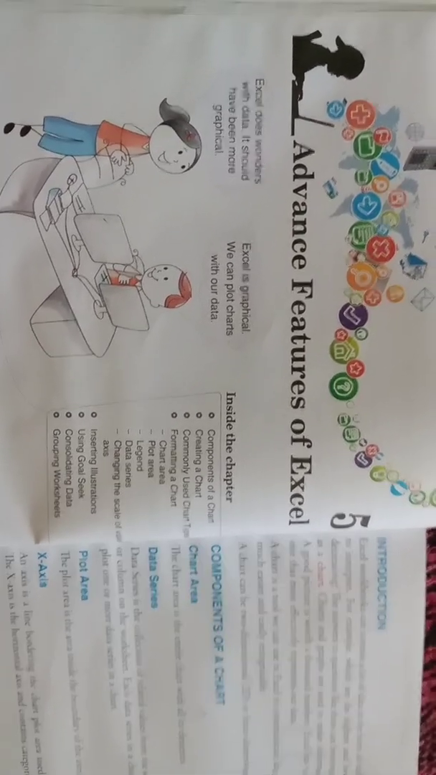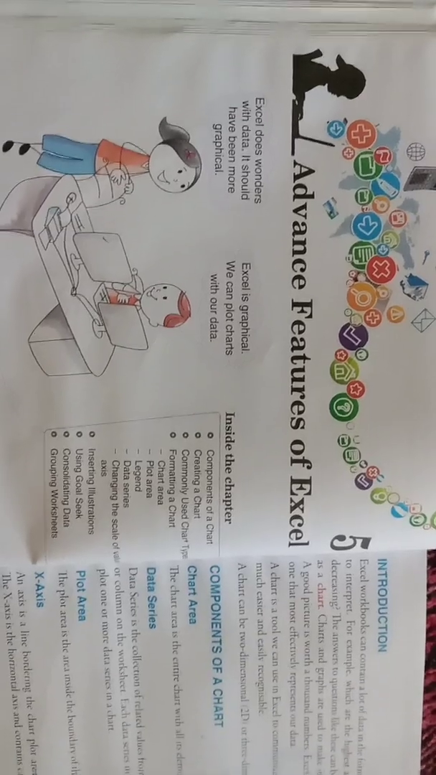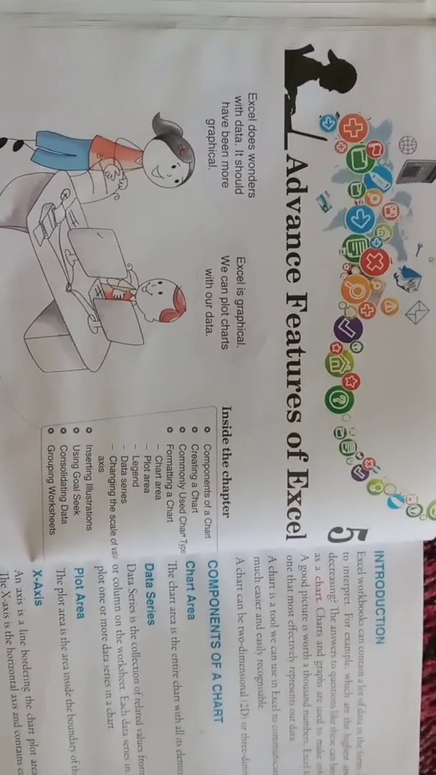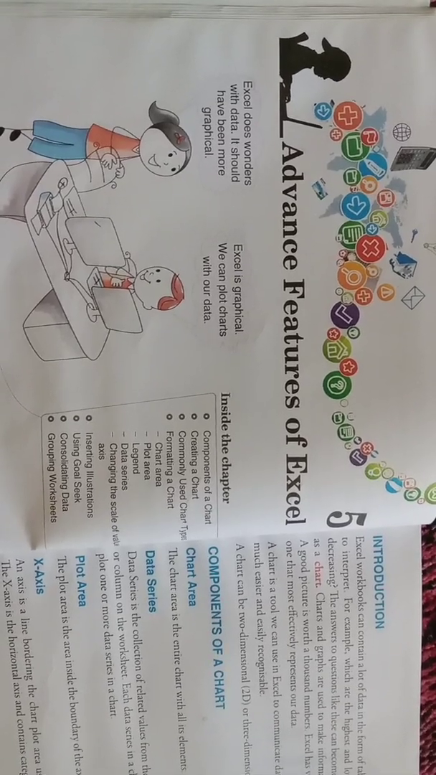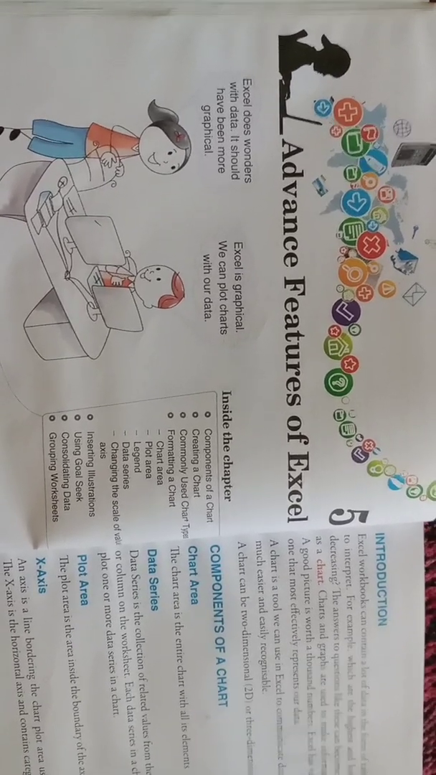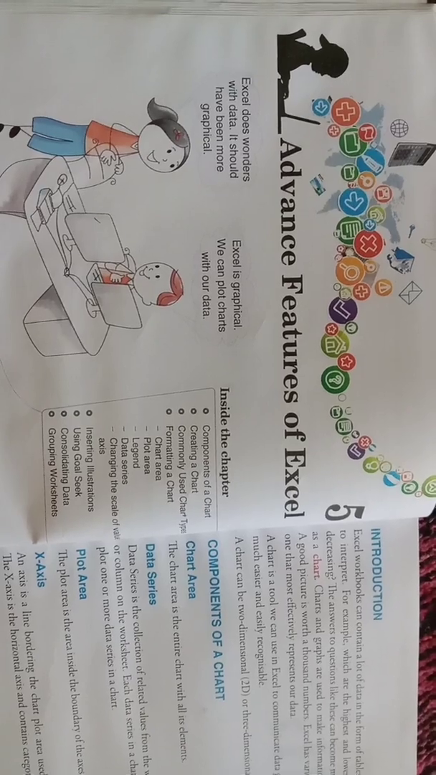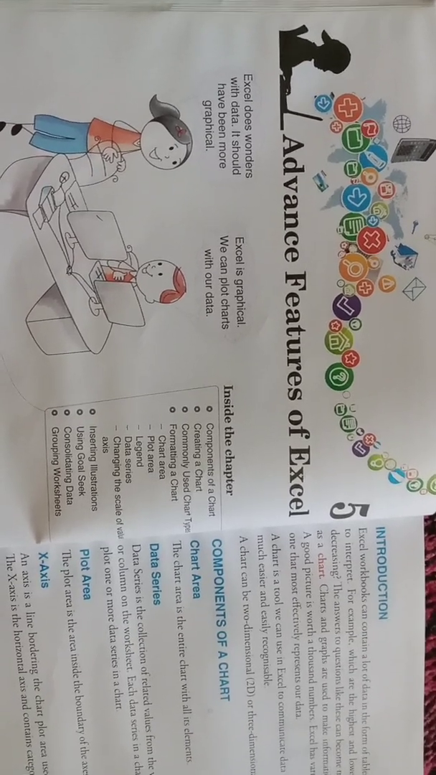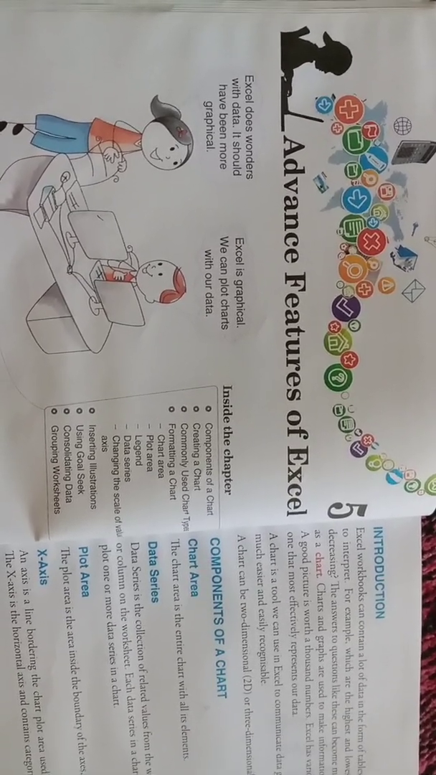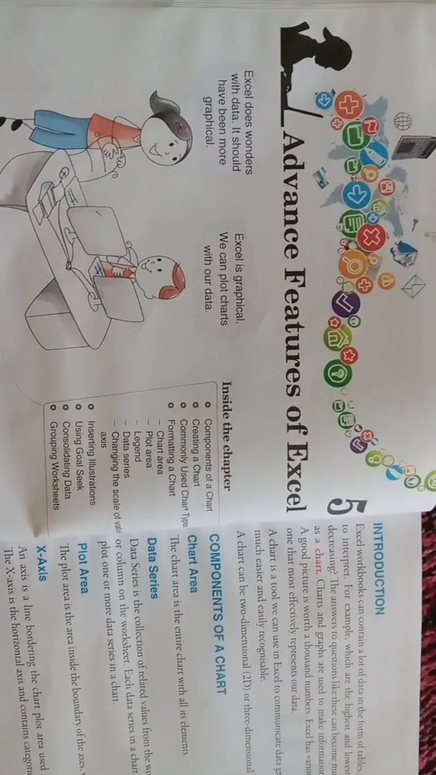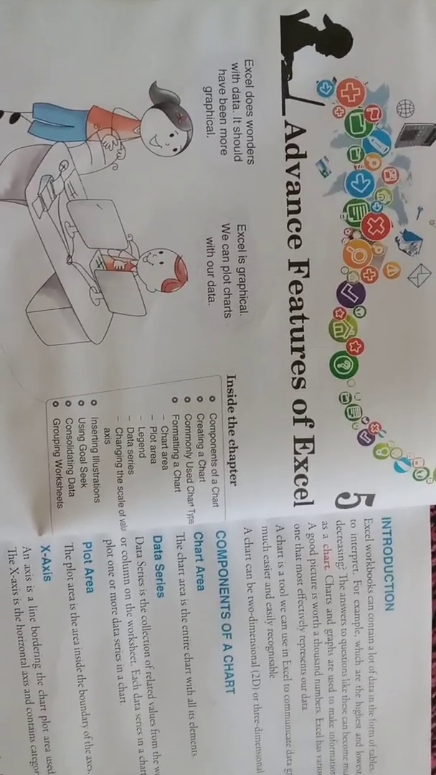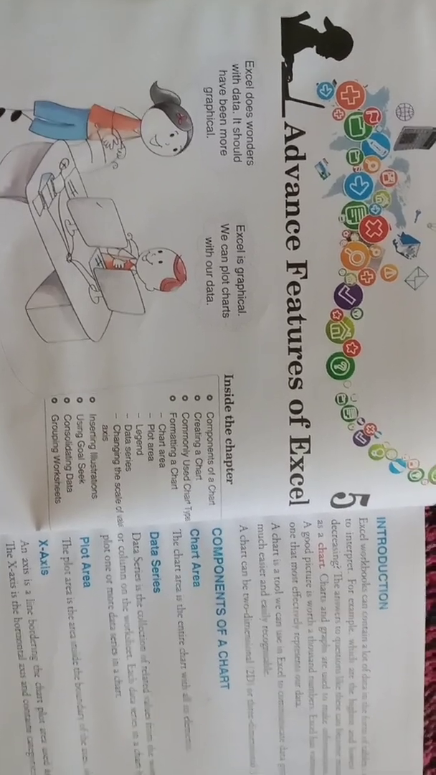In mathematics, whenever you are going to draw a bar graph, you are making the x-axis and the y-axis. In the same method, in a computer also, x-axis and y-axis are there. The x-axis is a line boundary of the chart plot area, used as a frame of reference for measuring horizontally. X-axis is a horizontal line and contains categories. It is known as category axis also.